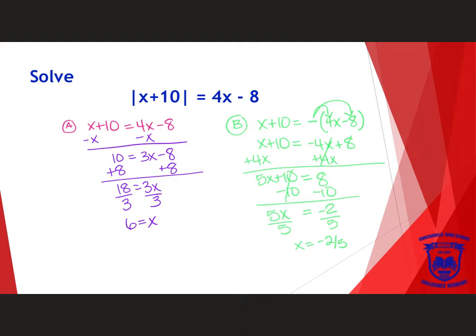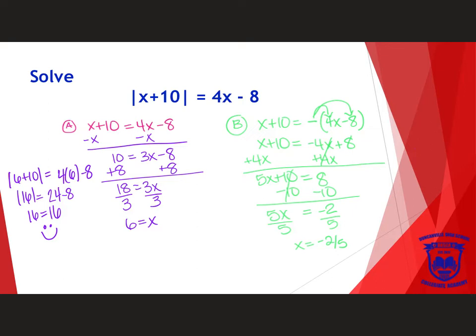And of course, now that I have the answers, I always need to check. So let's check this one. So here I have the absolute value of 6 plus 10 is equal to 4 times 6 minus 8. So 6 plus 10 is 16. So the absolute value of 16 is equal to 24 minus 8. So 16 is equal to 24 minus 8 is 16. So that one is true.